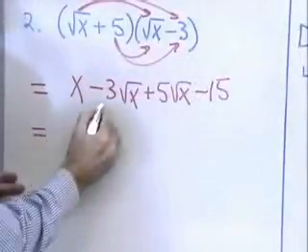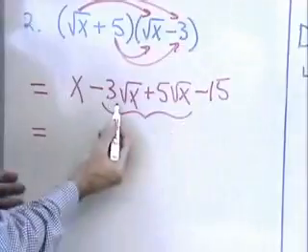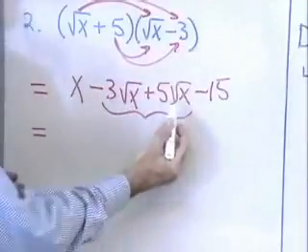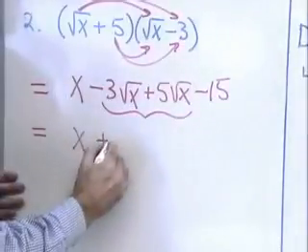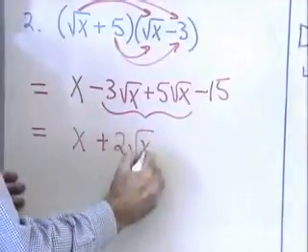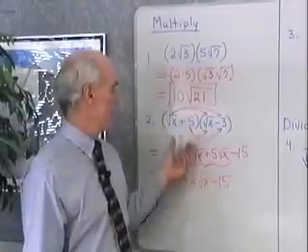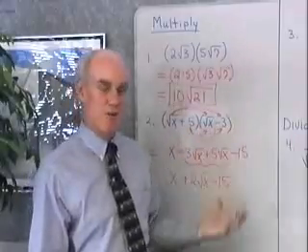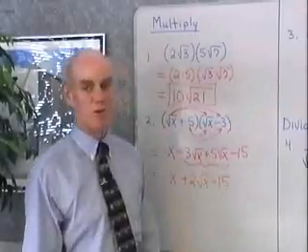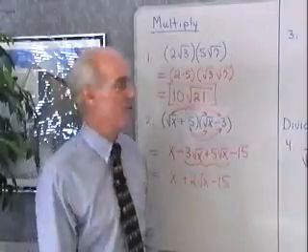Now I have two similar radicals here, minus 3 square root x and 5 square root x, so I have x plus 2 square root x minus 15. So this is what I get when I multiply these two expressions here, and I do that multiplication just like I was multiplying binomials. Let's look at another problem.